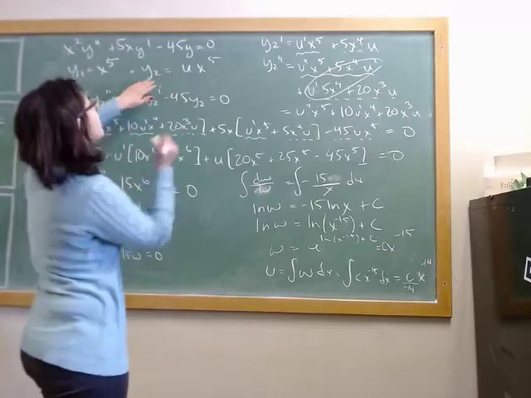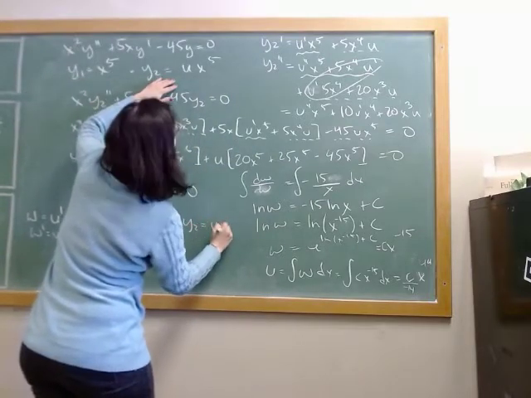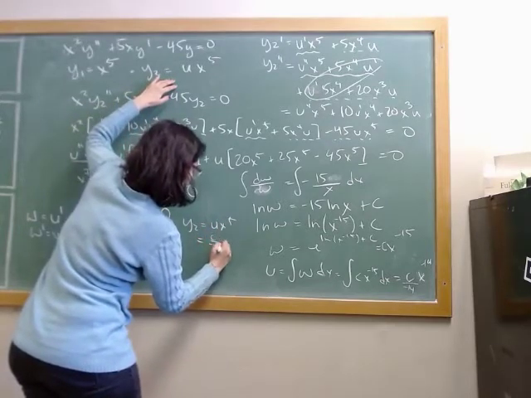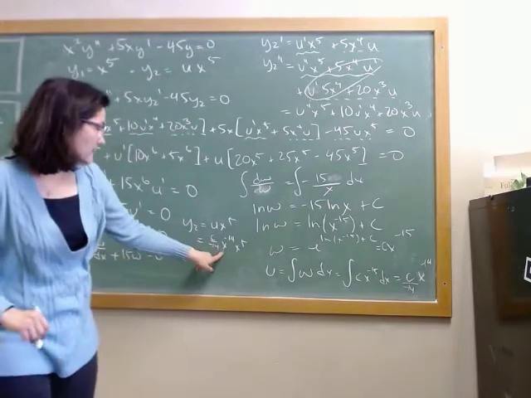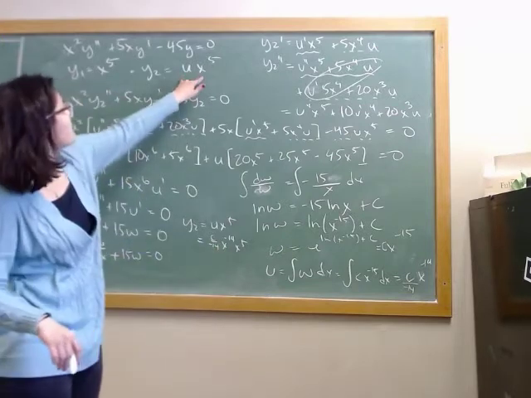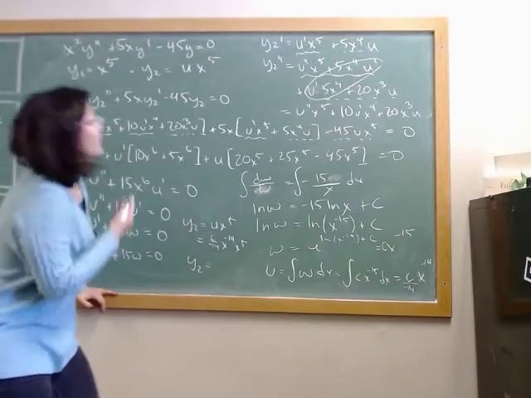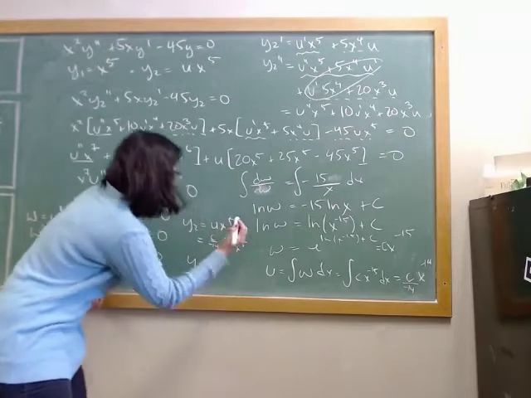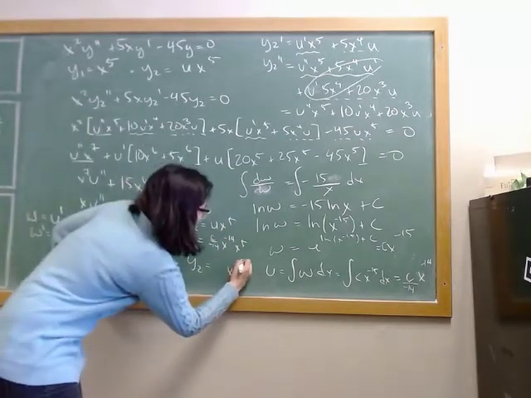And so my y2 is going to be whatever I found for u, c over minus 14, x to the minus 14, times x to the 5th. That's what I said right at the start. And the only thing is I didn't know what u was, but now I do. And so I'm going to get that y2 is minus 14 plus 5 is minus 9.